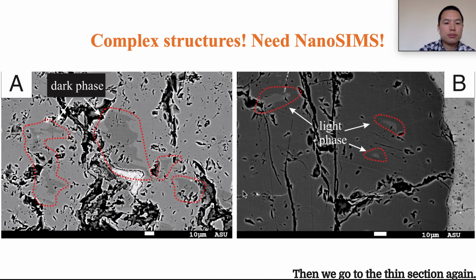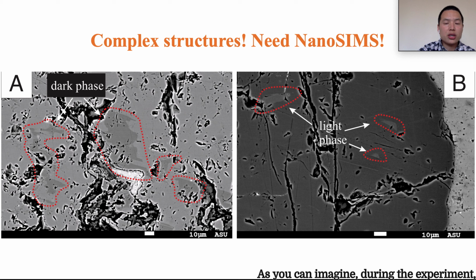So how did it happen? Then we go to the thin section again. We found there are complex structures. For example, in the interiors of the light phase, we found there are some small patches of dark phase. Also in the dark phase, we observe there are some relative light phase there.